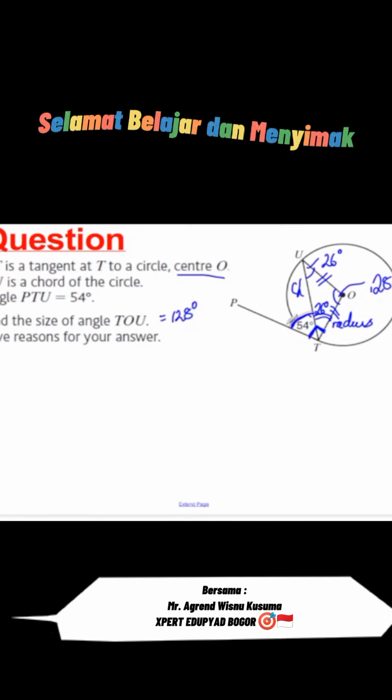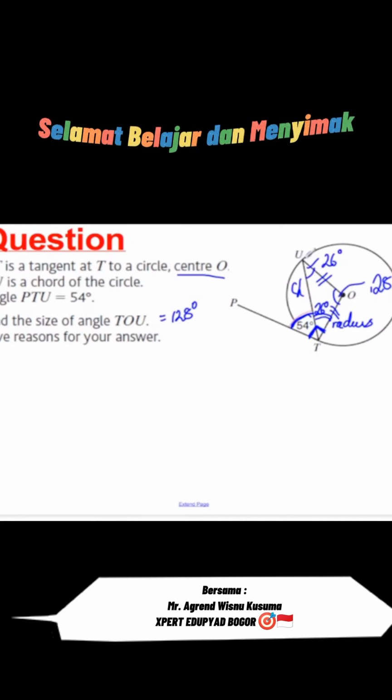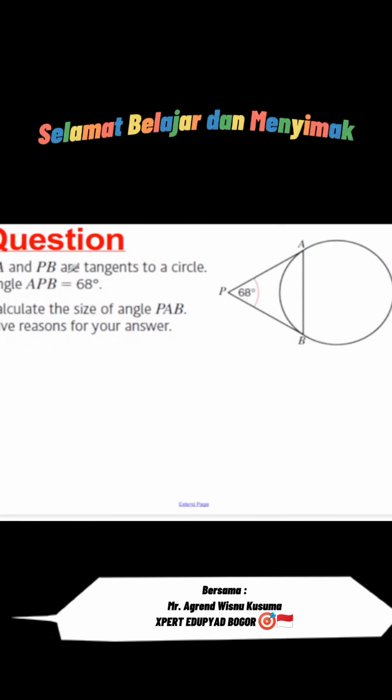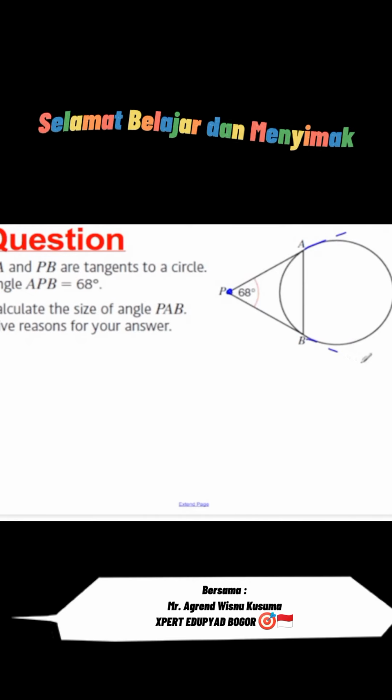The reasons, I would say: tangent meeting a radius meet at 90, therefore angle UTO is 26, but this triangle here is isosceles, so the angle at U is 26, therefore the angle O is 180 minus 26 minus 26. And last question, PA and PB are tangents to a circle. We know that two tangents coming from the same point, when they meet a circle, must be the same length. So that length is equal to that length.